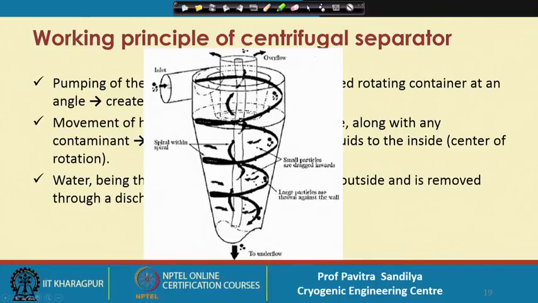Here we find this is the inlet, and the way it is introduced, it causes a vortex inside the separator. Due to the conical shape, the flow gets accelerated and the larger or denser particles are pushed towards the wall of the separator and come out from the bottom, whereas the lower density or smaller particles are driven towards the axis, and then they move out from the center of the axis, from the top.